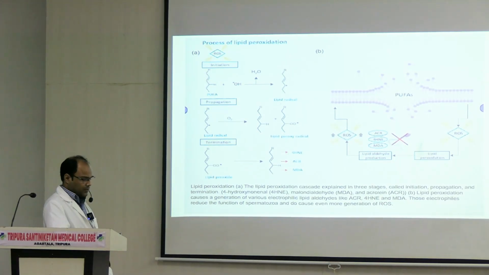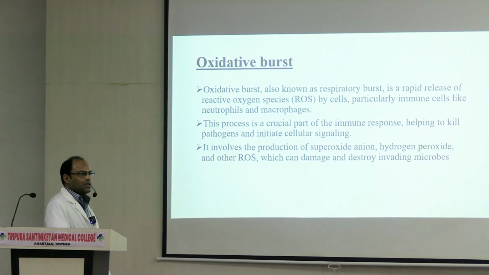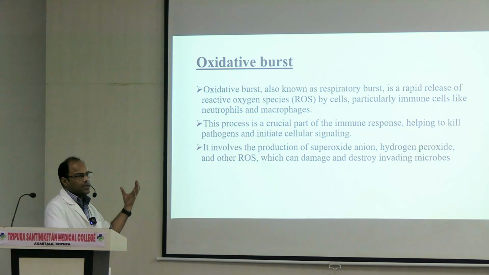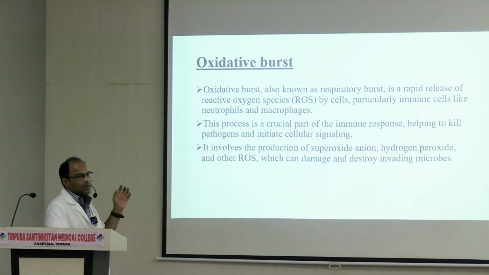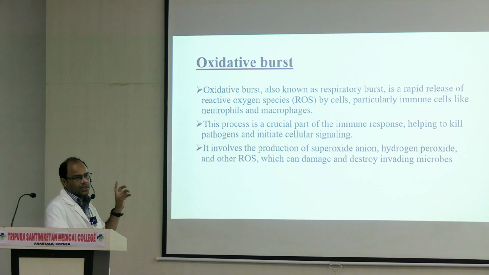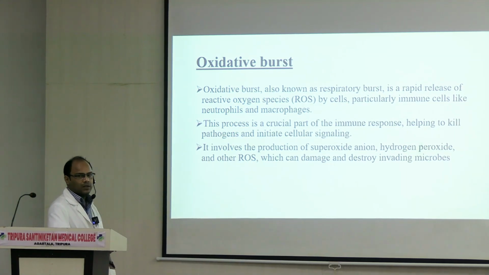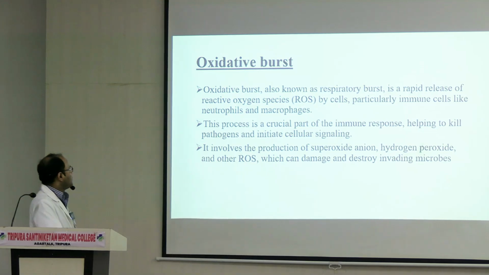Next, oxidative burst. What is oxidative burst? You already read it in physiology classes. Oxidative burst means macrophages or neutrophils absorb oxygen and generate free radicals. Sometimes they even generate bleach. These free radicals like superoxide and bleach can destroy bacteria. This is called oxidative burst.